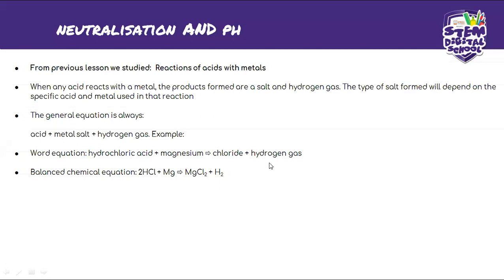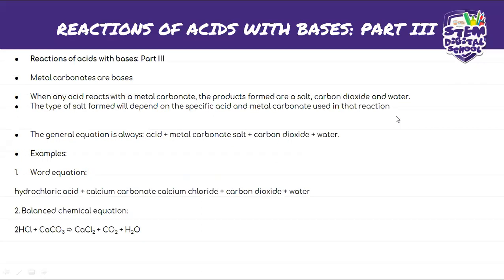Okay. All right. Now let's proceed. All right. So we were talking, I already spoke about this one. Metal carbonates are bases. So when they react with an acid, you are going to get salt, carbon dioxide, and water.